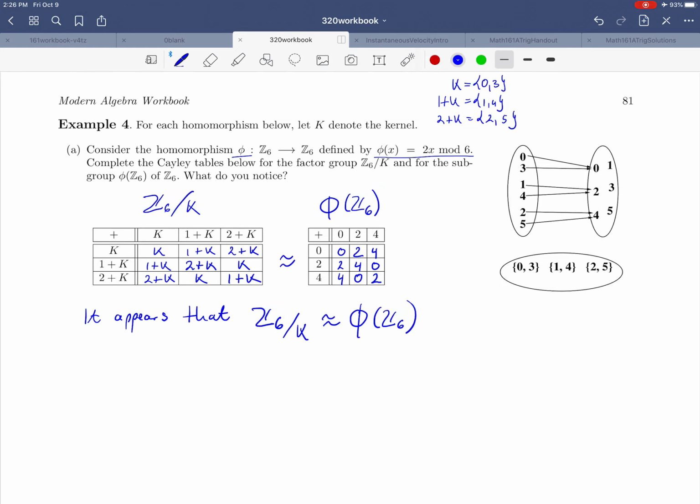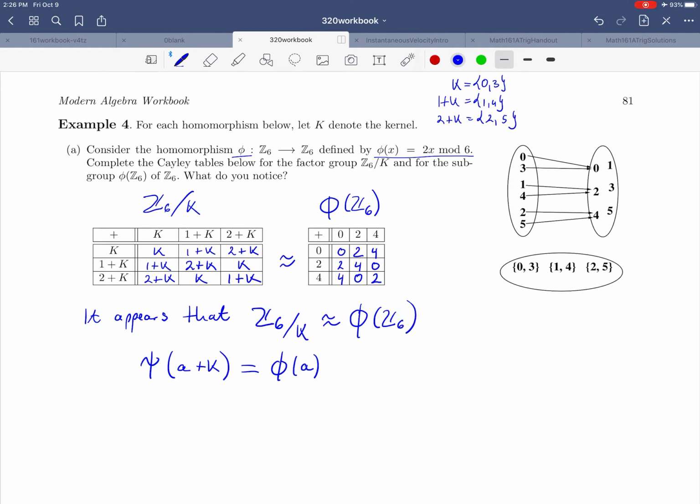And what would that isomorphism look like? Since I already used phi, I'm using psi. What's psi of a plus K? Where does it get mapped? Well, a natural way to think about it is, everything in one coset gets mapped to whatever an element in that coset gets mapped to under phi. So psi of a plus K would be equal to phi of the element a.